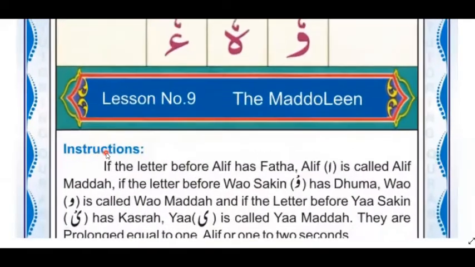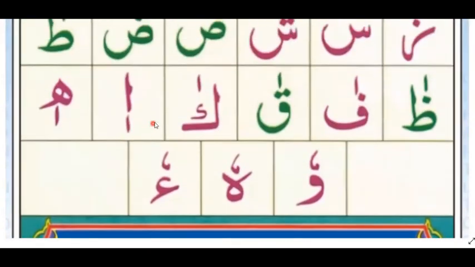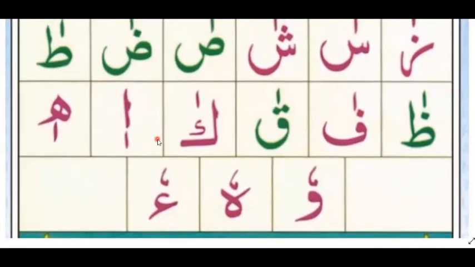Now we have to see what is the standing kasra. What is the sound of the standing kasra? So here in this box, we can see under alif, there is a standing kasra. So we will pronounce that as alif standing kasra, e. And the next one is ha. Ha has a standing kasra too. So that will be ha standing kasra, he.